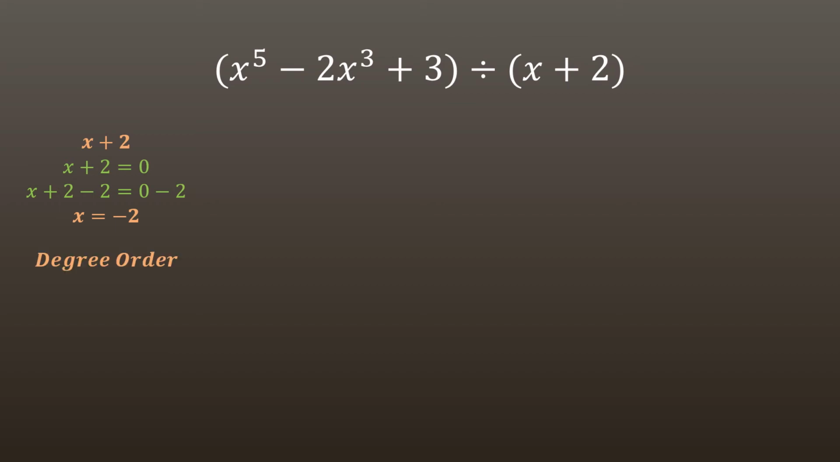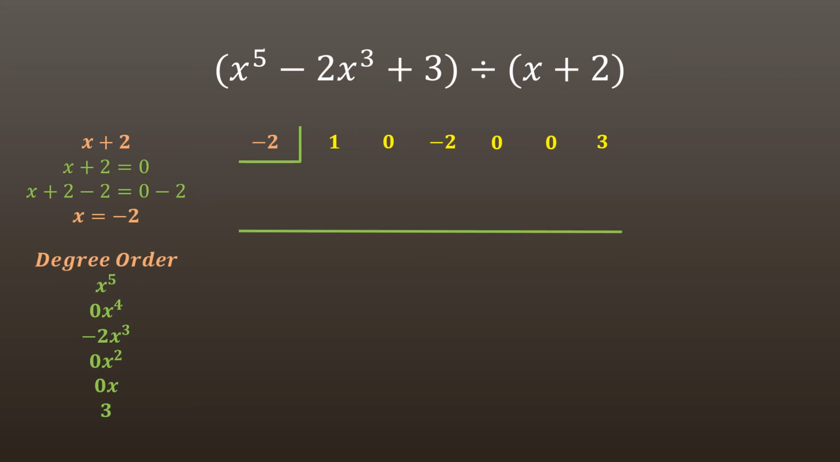Now, let's check the degree order. You have x to the fifth as the highest. We don't have a 4th degree term, so you have 0x to the fourth, then negative 2x cubed, 0x squared, 0x, and then 3. So you have a complete order from 5, 4, 3, 2, 1, 0. Now, we write our synthetic divisor and our mark, so that it would be isolated. Then we write the numerical coefficients from the degree order. So we have 1, 0, negative 2, 0, 0, and 3.